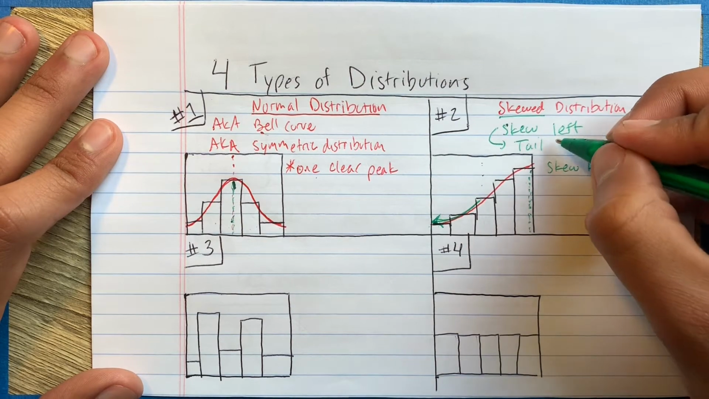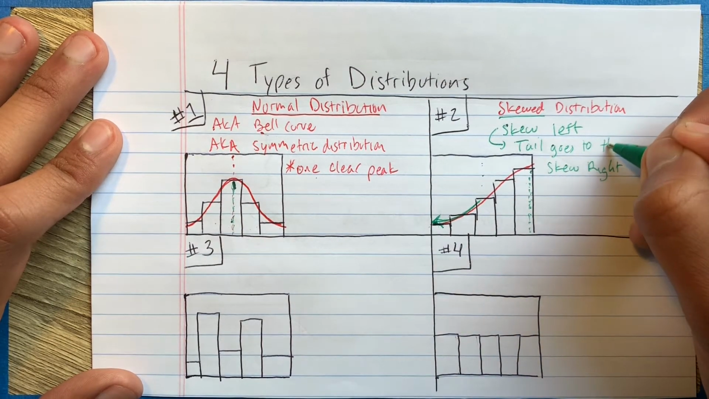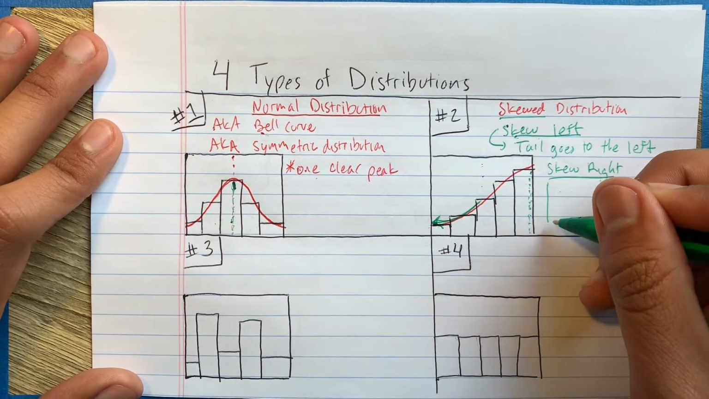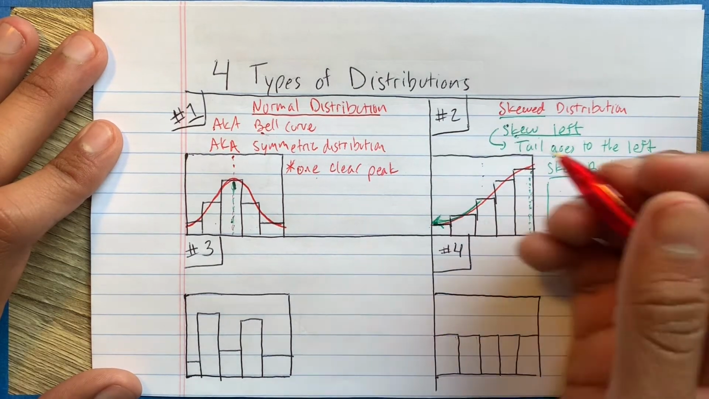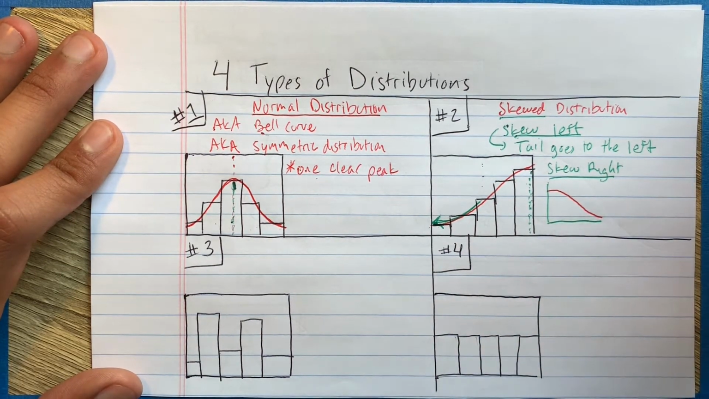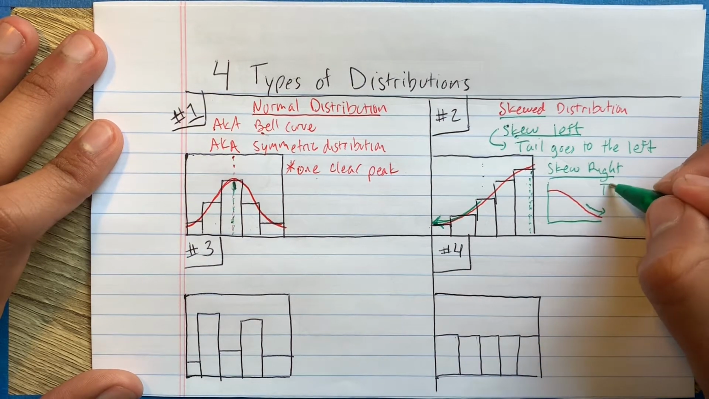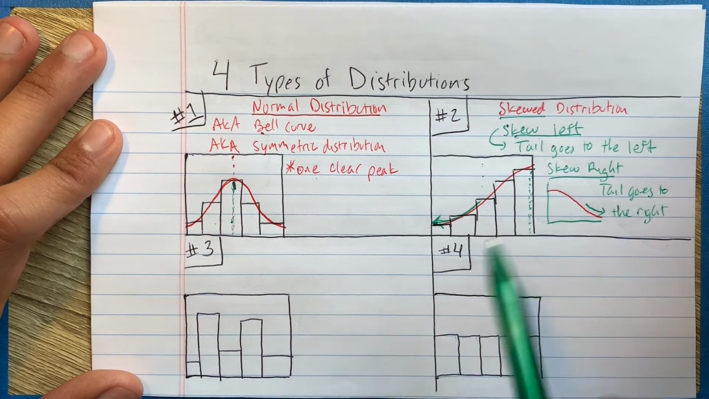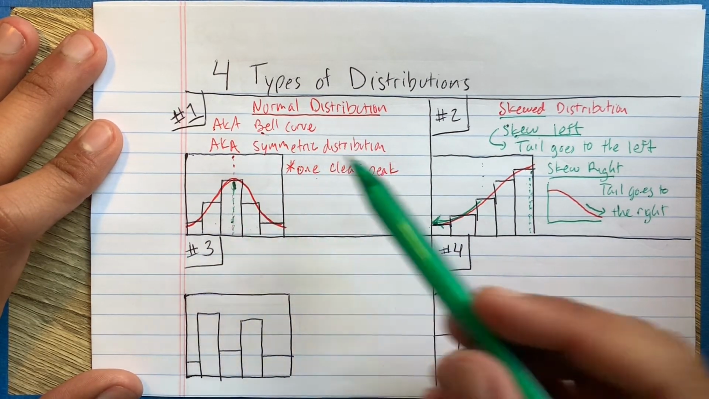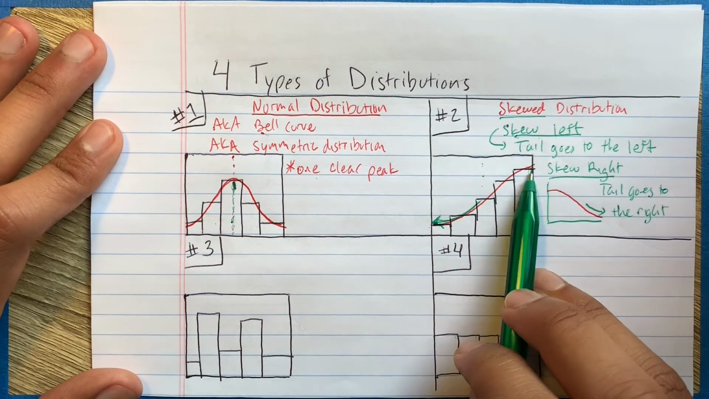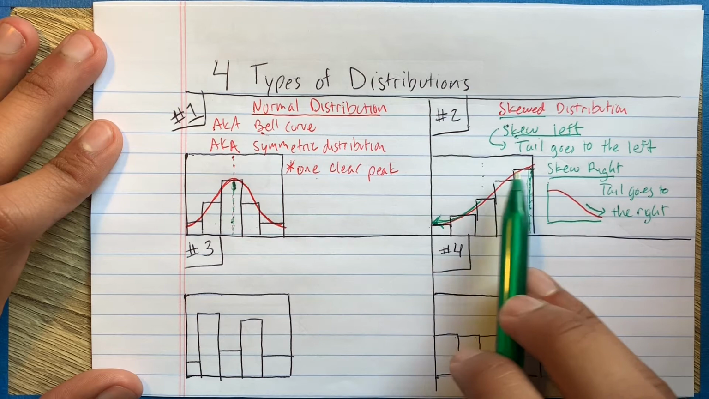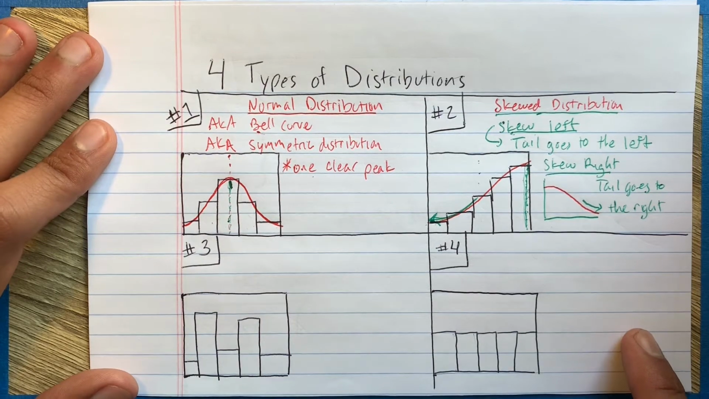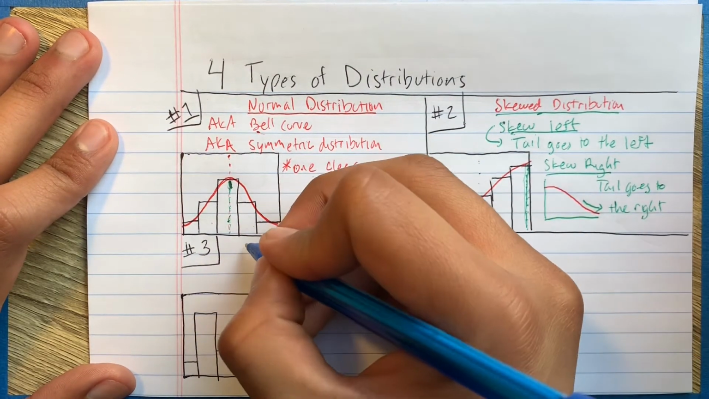So we know we skew left when the tail goes to the left. A graph that would skew right is one where the tail of the curve, let's say we had a curve that looked like this, the tail goes to the right. Okay? So it's different than the normal distribution because although it does have one obvious peak, the peak is not in the middle. Okay? That's a skewed distribution. The next type of distribution that we have is called a bimodal distribution.